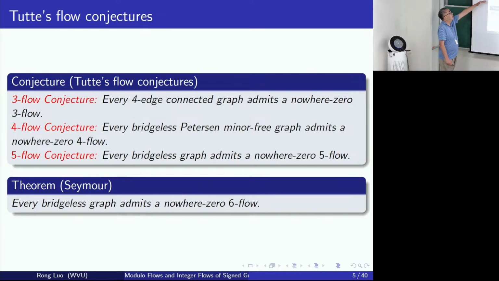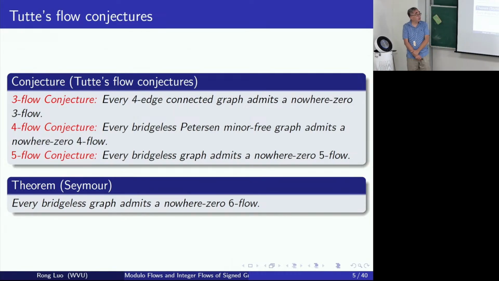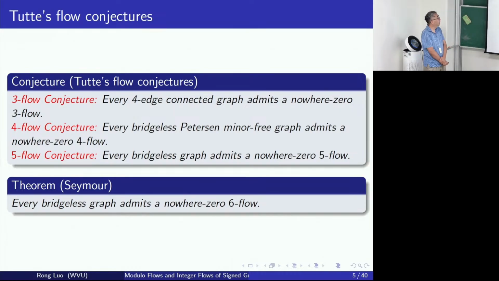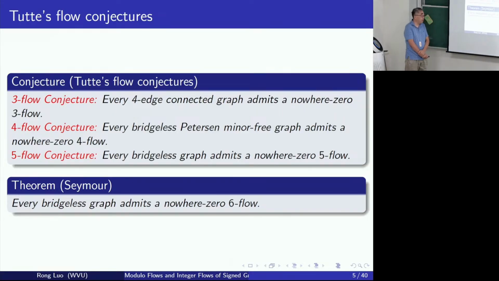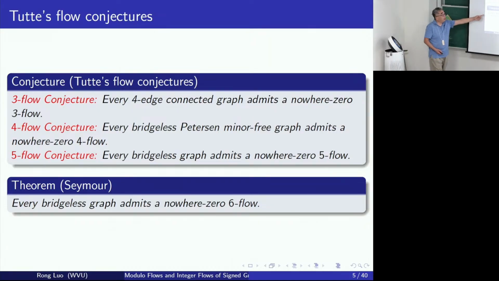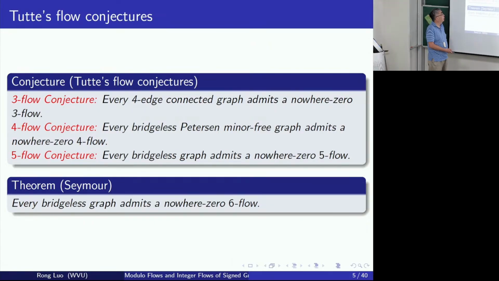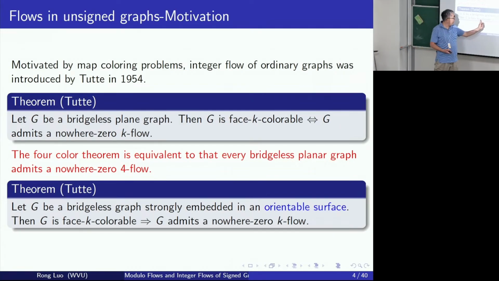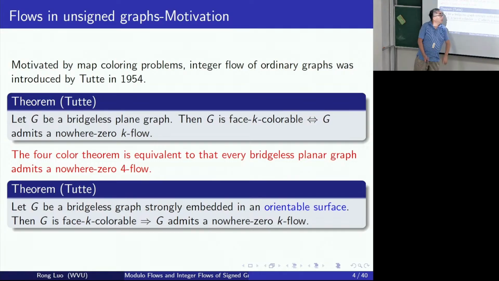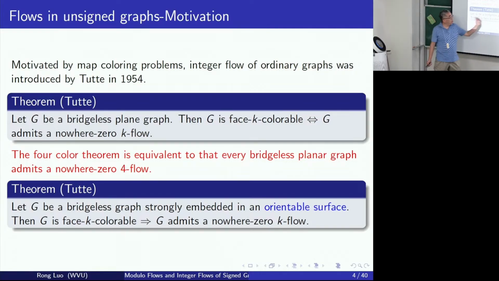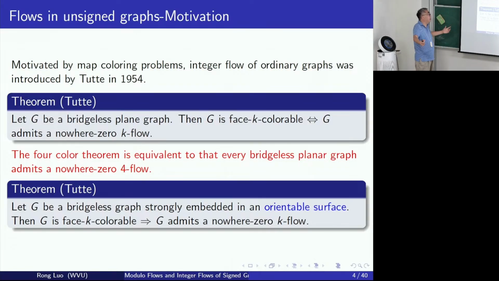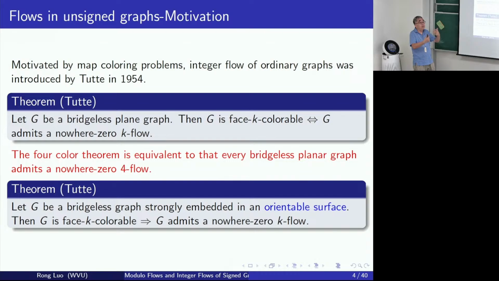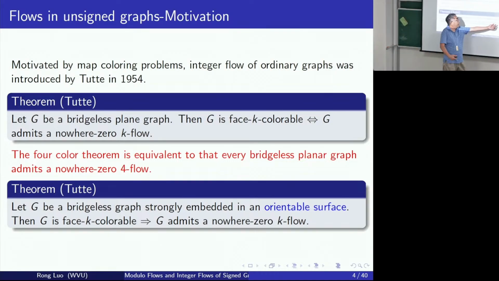And more generally, the five-flow conjecture tells us every bridgeless graph admits a nowhere-zero 5-flow. The best result is due to Seymour, that every bridgeless graph admits a nowhere-zero 6-flow. So if you look at this result, you can also see that in general, the face chromatic number being colorable implies no zero k-flow is only one direction, because if you look at a graph embedded on an orientable surface, the face chromatic number could be arbitrarily large. But the flow value, we know that it's at most 6.